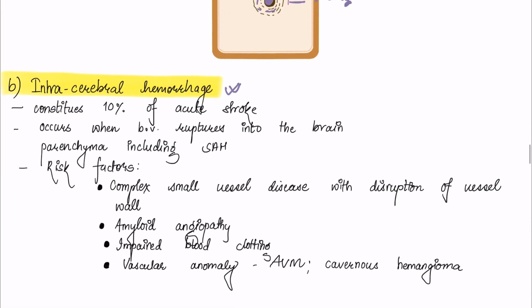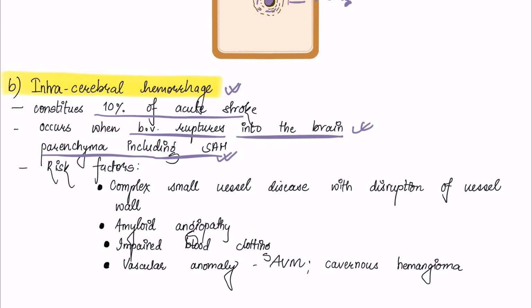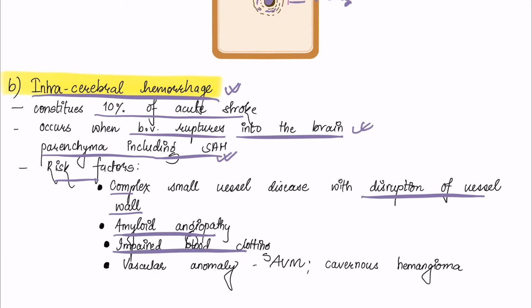Now, talking about intracerebral hemorrhage, it constitutes about 10% of acute strokes, and it occurs when a blood vessel ruptures into the brain parenchyma, including subarachnoid hemorrhage. The risk factors for intracerebral hemorrhage are complex small vessel diseases with disruption of the vessel wall, amyloid angiopathy, impaired blood clotting, and vascular anomalies like arteriovenous malformations and cavernous hemangioma.